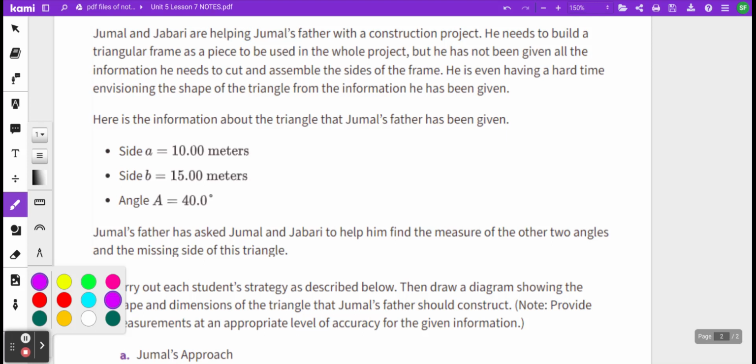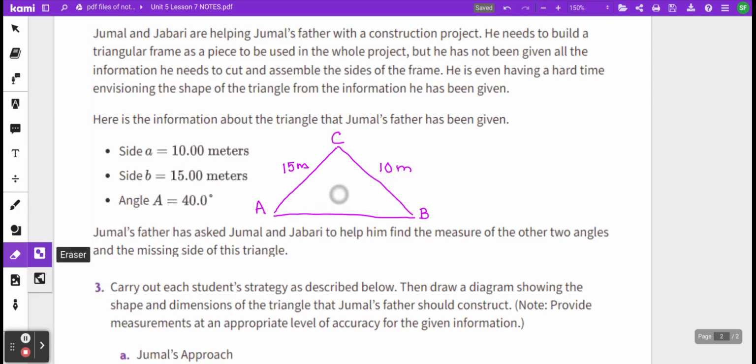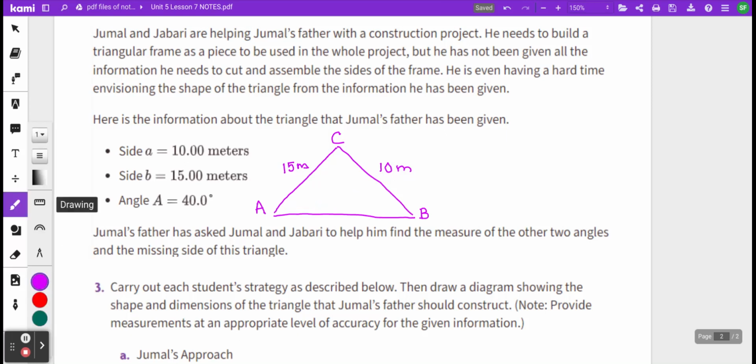So I'm just going to draw a very basic triangle. Not a right triangle, since we're not dealing mostly with right triangles. And since I see it's A, B, C, I'm just going to label A, B, C. Side A is going to be 10 meters. Side B, 15 meters. And angle A is 40 degrees.